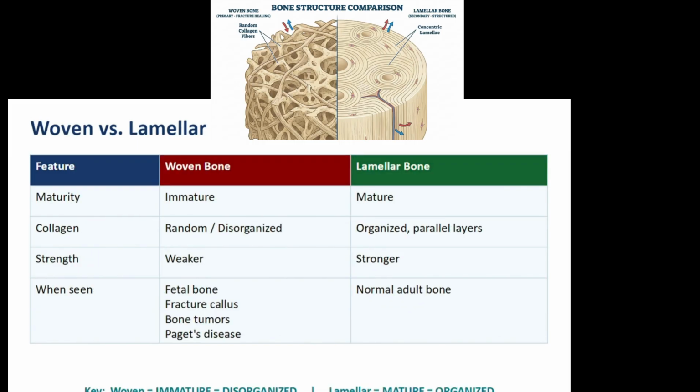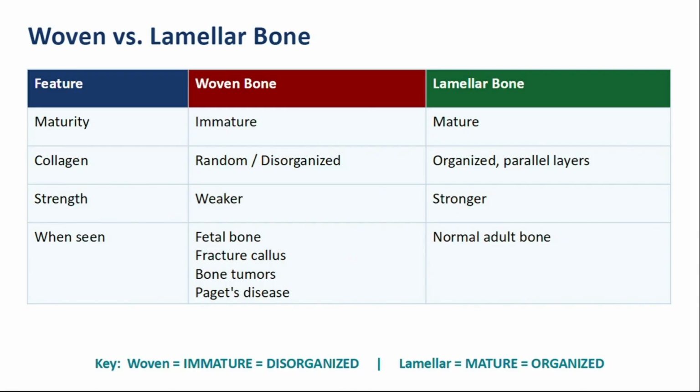Let's talk about the different types of bone. First we divide bone into woven and lamellar. The woven bone is the immature bone, and the collagen in woven bone is randomly organized, and it is weaker in strength. And we can see the woven bone in the fetus and the fracture callus. Fracture callus means when the bone starts forming after the fracture, and the bone tumors also predominantly produce the woven bone.